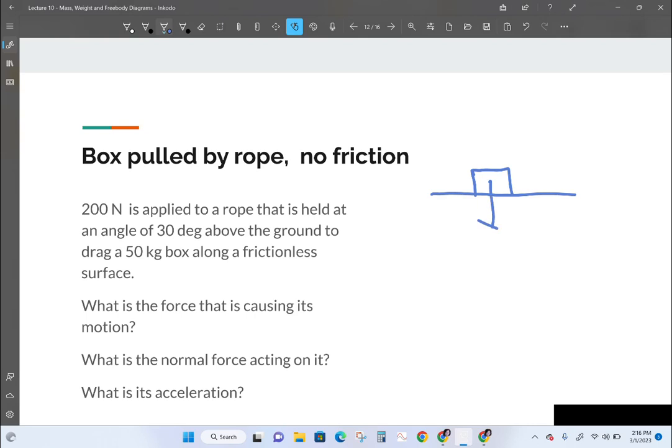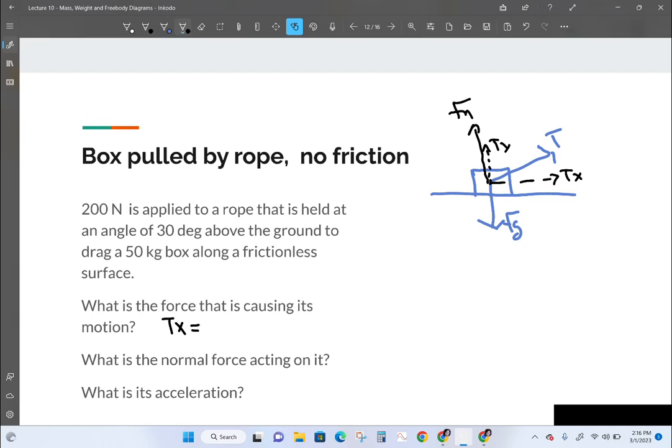It has weight, but now it has a tension. Notice I'm drawing this as an arrow. And that tension has an X component and a Y component, and then there's also the normal force. So what is the force that causes its motion? Well, the force that's going to cause its motion is the force that's not balanced, right? So that would be Tx.